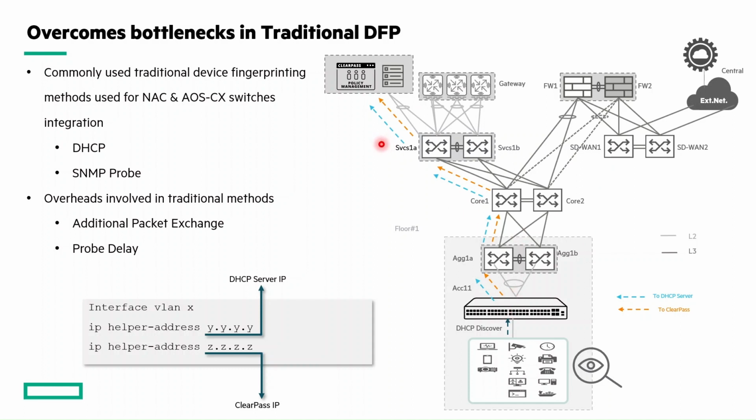So in an enterprise network with a vast amount of end devices, these packets will consume the network bandwidth and overload the ClearPass as well, thereby reducing the performance of ClearPass. The same additional packet exchange applies to SNMP probe as well. Apart from that, in case of SNMP probe, there will be a probe delay because it can happen only based on the configured SNMP probe interval in ClearPass.